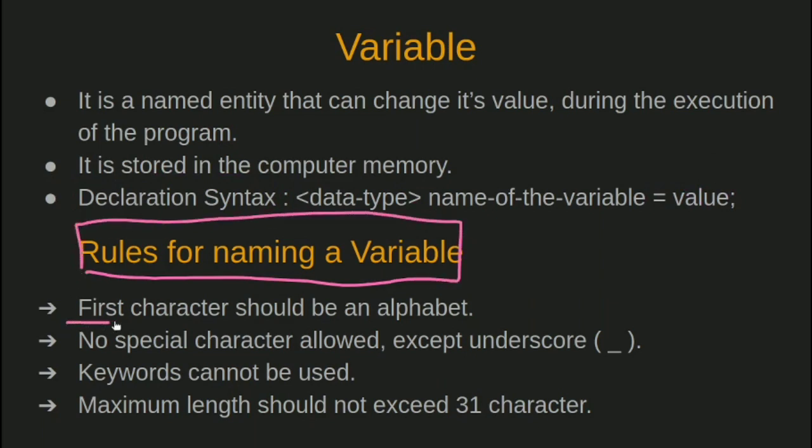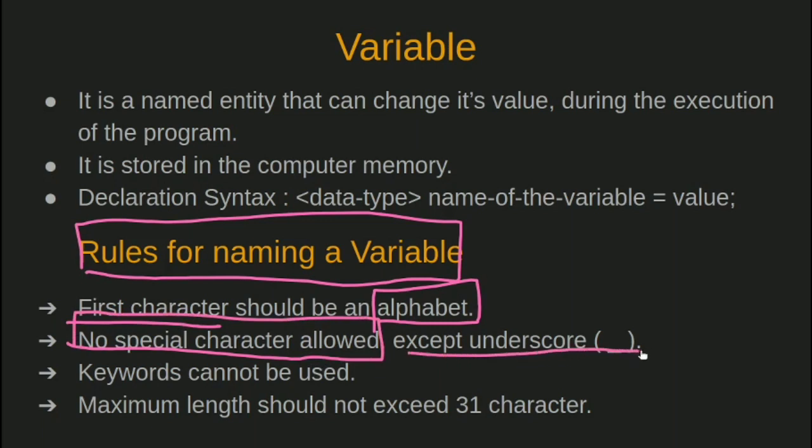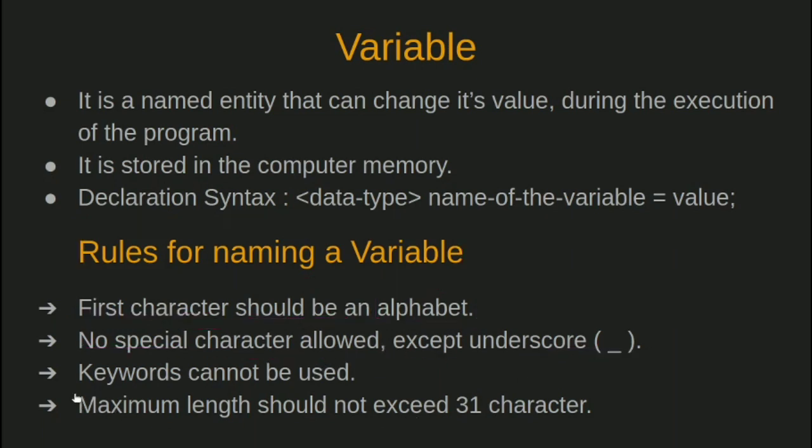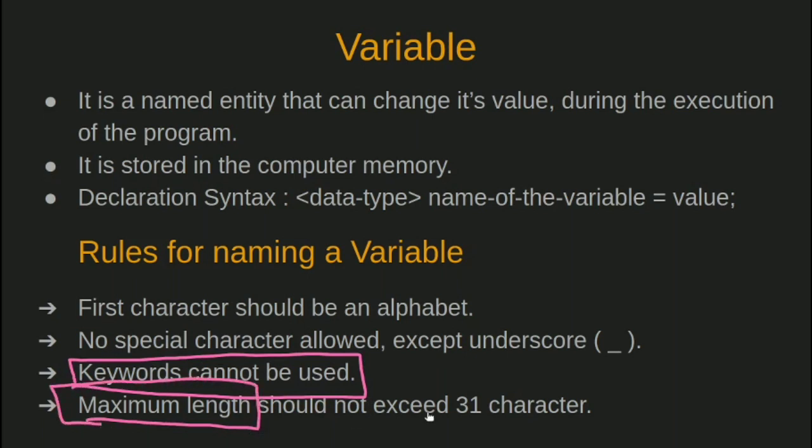The first rule says that the first character should be an alphabet. The second rule says that no special characters are allowed except for the underscore. Keywords cannot be used as the name of a variable, and the maximum length of your variable name should not exceed 31 characters.